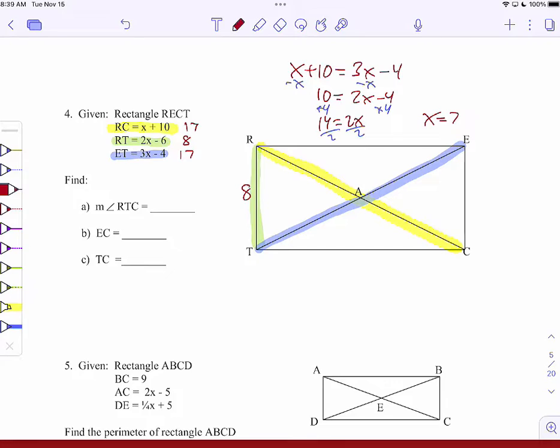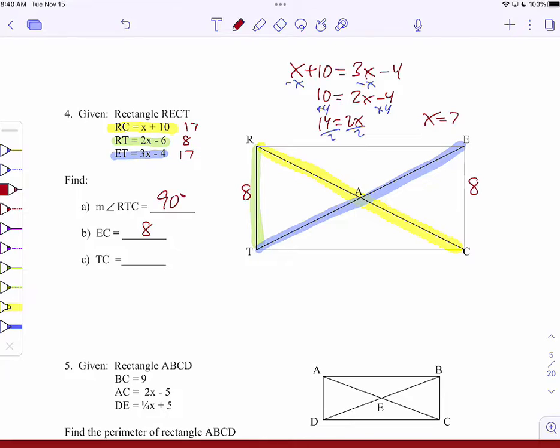It has to be angle RTC. Now, for angle RTC, I didn't really need to do the solving. What's the measure of angle RTC, this big angle right here? Yell it out. You guys don't know. I mean, in a rectangle, those big angles are all the same, right? They're all right angles. So RTC is 90 degrees. Okay. Now they don't ask RT, they ask EC. But if you know RT, you can find EC because opposite sides are equal. So that one's 8.